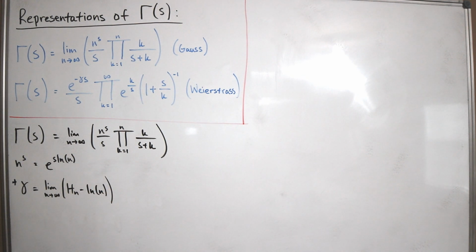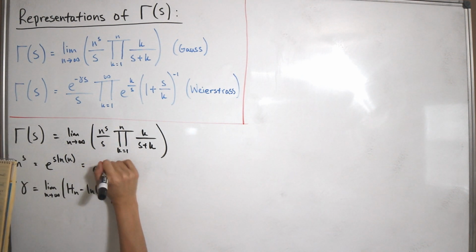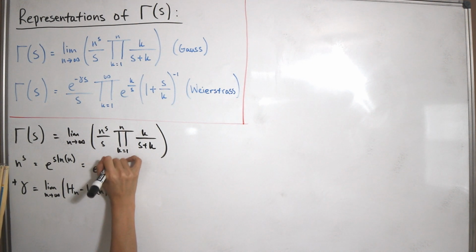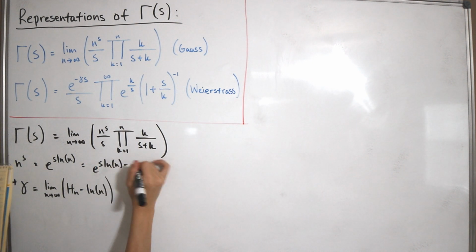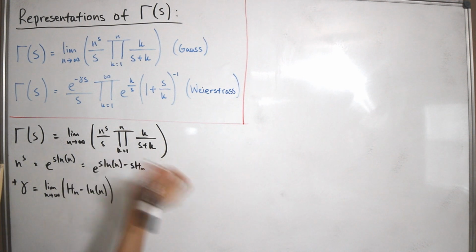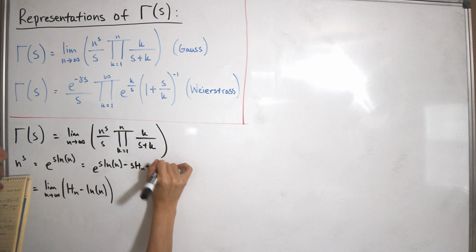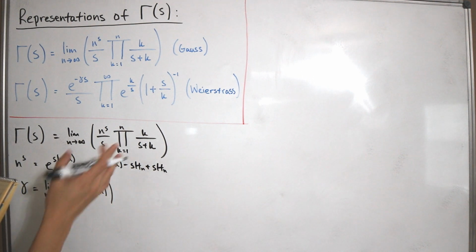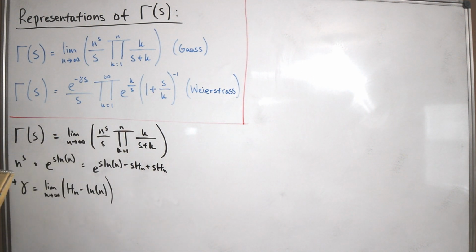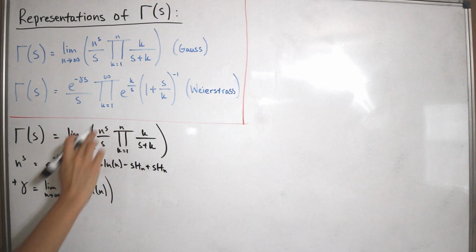From here, let's rewrite our e to the power s ln of n as a bit of a clever trick to do a little fixing up. This is in the form of a cancellation. So this is, of course, e to the power s times ln of n. We're going to add and subtract s times h sub n. We get the Euler-Mascheroni constant in our exponent, and now we substitute back into Gauss's definition of gamma.